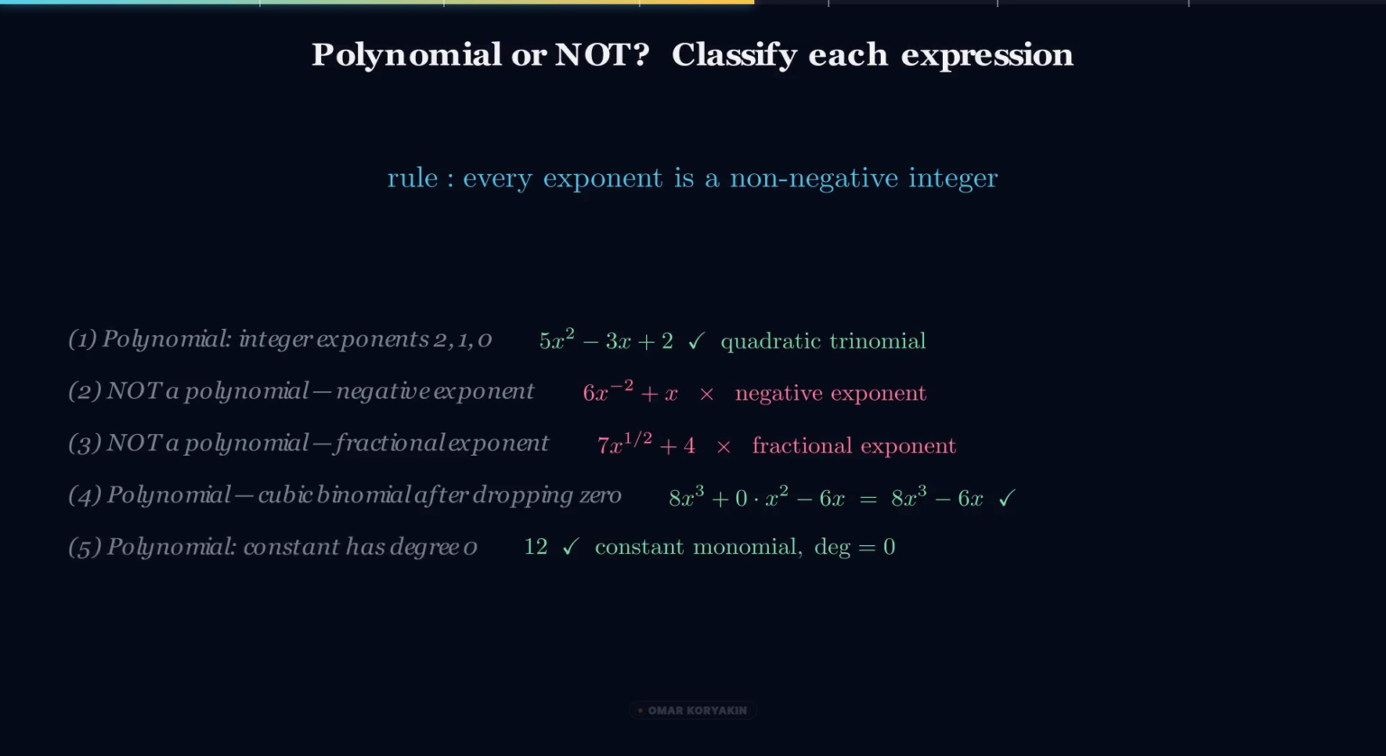Expression 5: 12, just a constant. A single constant is a degree 0 polynomial, also called a constant polynomial. One term, so it is a constant monomial. Expression 6: 2 to the x plus 3. The variable x is in the exponent, not the base, so this is not a polynomial. It is an exponential expression, which we covered in section 12.